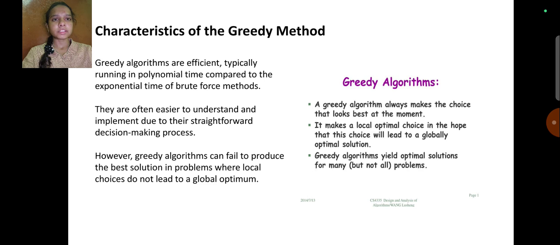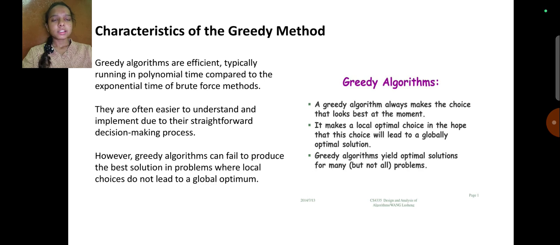Characteristics of the greedy method. Greedy algorithms are efficient, typically running in polynomial time compared to the exponential time of the brute force method. And next, they are often easier to understand and implement due to their straightforward decision making process. Next, however, greedy algorithms can fail to produce the best solution in problems where local choices do not lead to a global optimum.